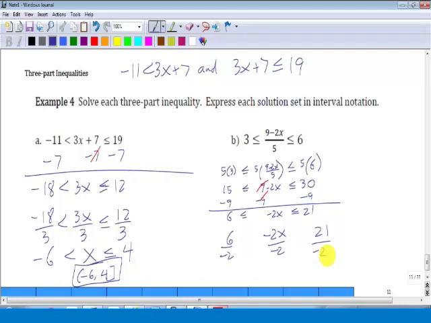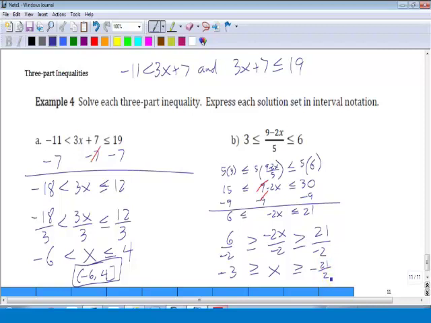Reverse them. If I divided both sides of 6 is less than or equal to -2x by -2, I would want to reverse that. If I divided both sides of -2x is less than or equal to 21 by -2, I would want to reverse that one as well. Again, we hang on to the or equal to bar. I should be more careful there. -3 is greater than or equal to x, and x is greater than or equal to -10.5. Or Alex might just want the -21/2.